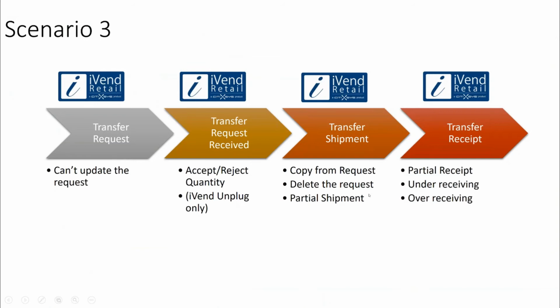Okay, you can do something similar for under-receiving and over-receiving when you do the receipt. But to delete or cancel the transfer request, you can do that when you do the shipment. When you do the transfer shipment, you copy from request, and you have a button to delete the request.